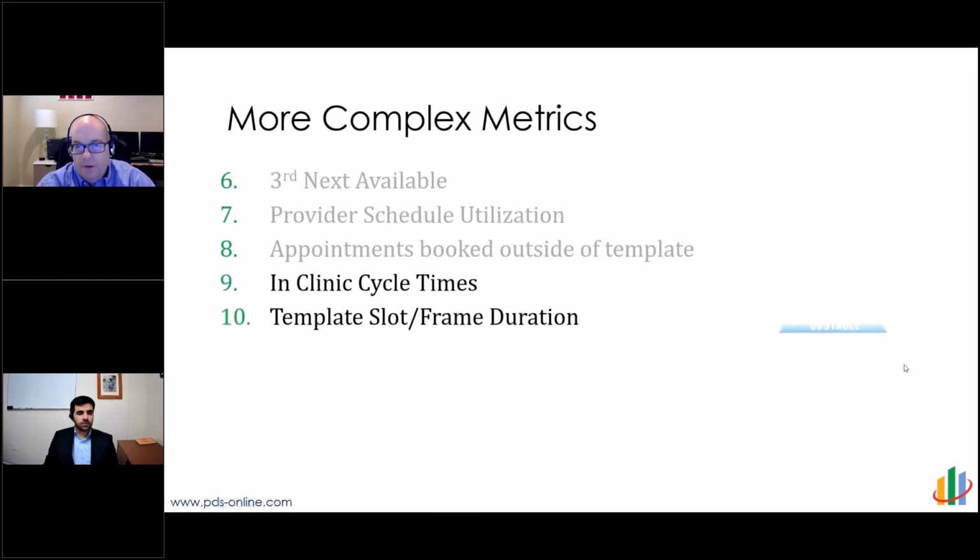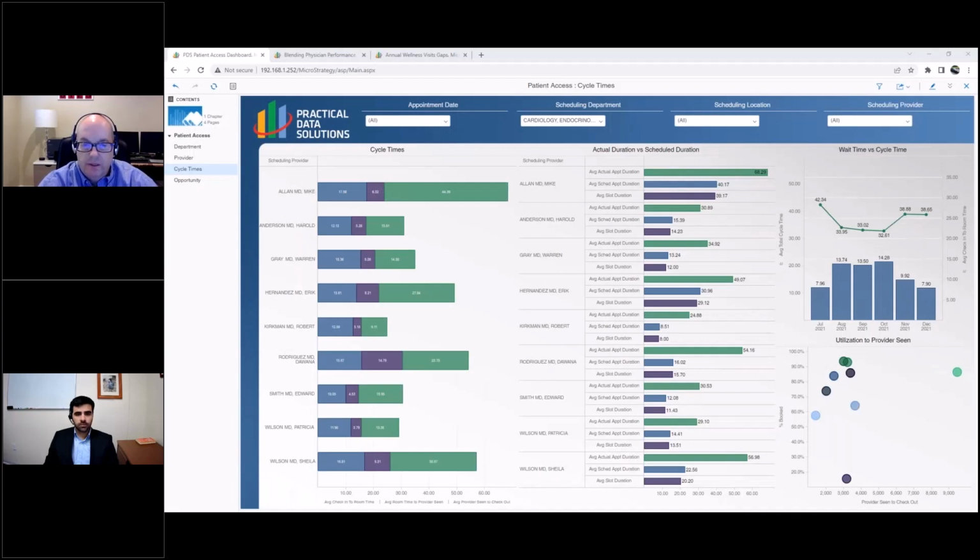So there's a couple of other metrics that I like to look at too. These are the ones that I would consider maybe most difficult to get. But if you can, these can really give us a lot more insight into some inefficiencies in the way that maybe we're doing things. And that's looking at cycle times and maybe some technical things in the templates with frame sizes and slot durations and things like that.